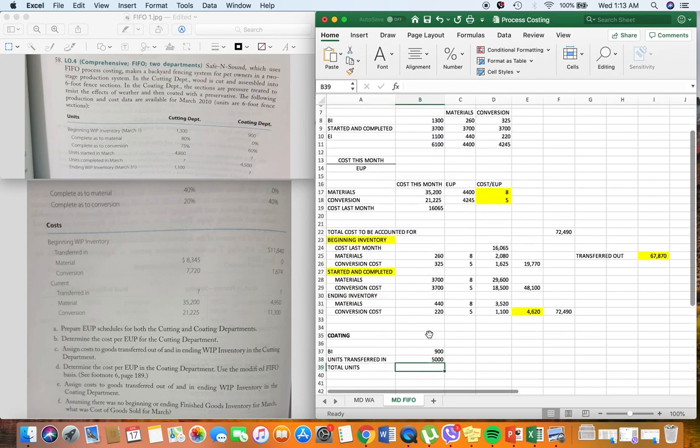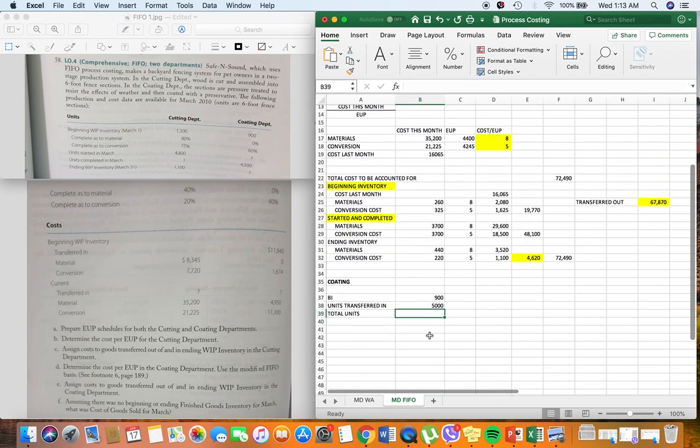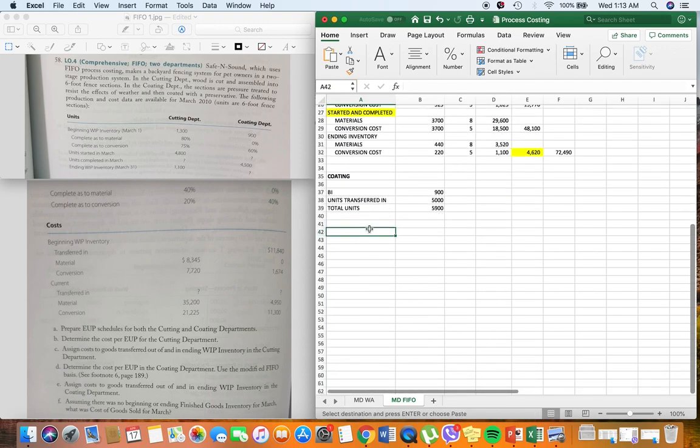So, again, no? Saan nanggaling yung 5,000? That is the sum of 1,300 completed beginning inventory units and 3,700 units started and completed. Okay? So, the total units to be accounted for is 5,900. Okay? Sige. So, next, we have to compute for our EUP na. We have to prepare the EUP schedule.